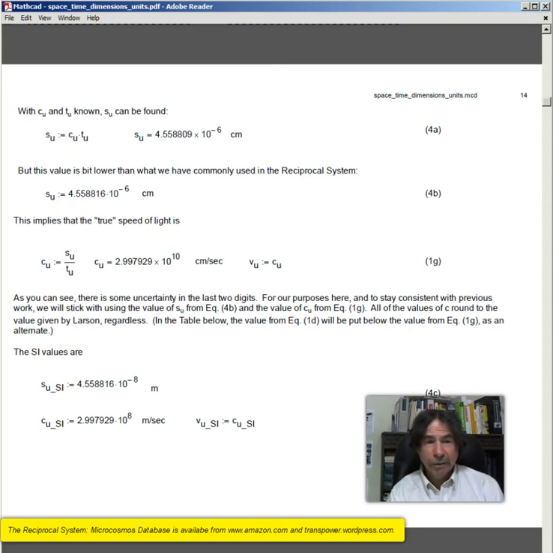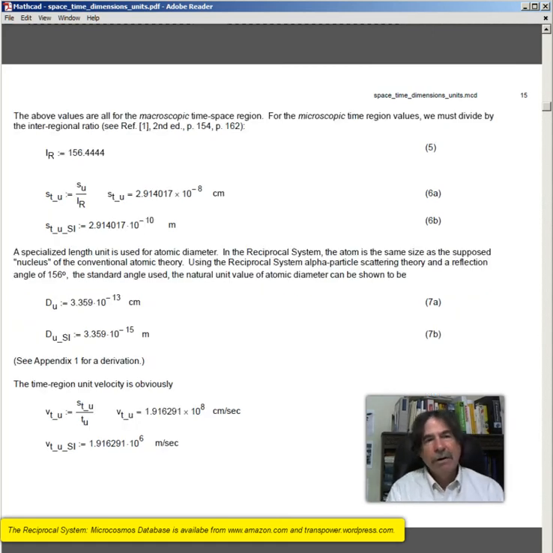This implies that the, quote, true speed of light is 2.997929 times 10 to the 10th centimeters per second. As you can see, there's some uncertainty in the last 2 digits. For our purposes here, and to stay consistent with previous work, we will stick with using the value of s sub u from equation 4b and the value of c sub u from equation 1g. All of the values of c round to the value given by Larson regardless. In the table below, the value from equation 1d will be put below the value from equation 1g as an alternate. The SI values for the natural unit of space are 4.558816 times 10 to the 8th meters, and that gives the speed of light as being 2.997929 times 10 to the 8th meters per second.